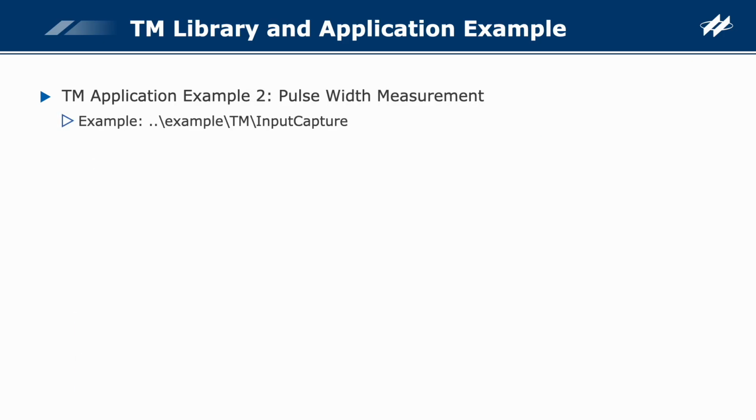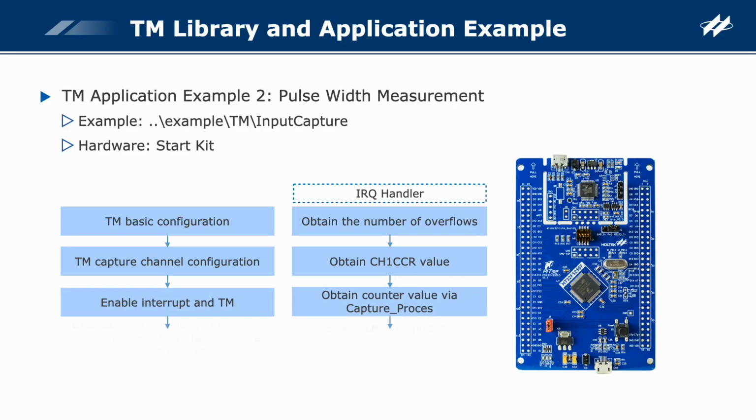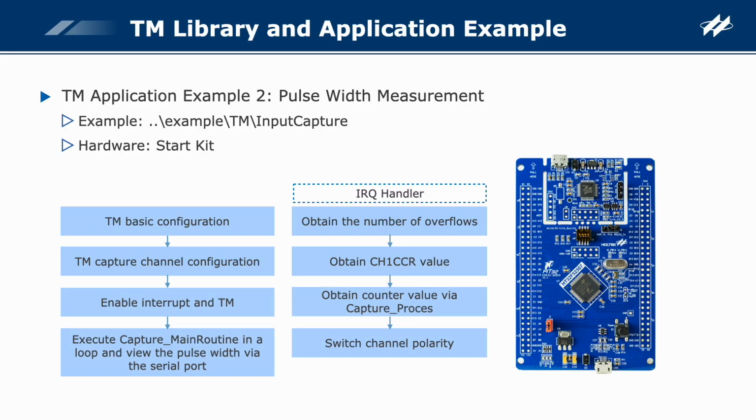Example 2 is one of the standard peripheral firmware library examples. It should be used with the hardware starter. The program functionality is divided into two parts: the main program and the interrupt service routine.